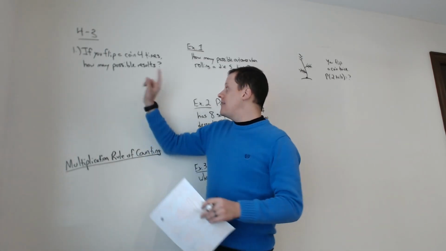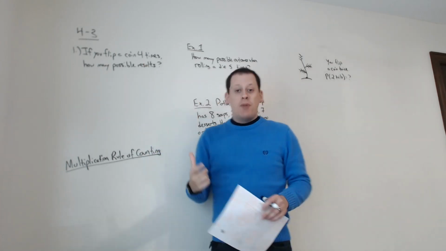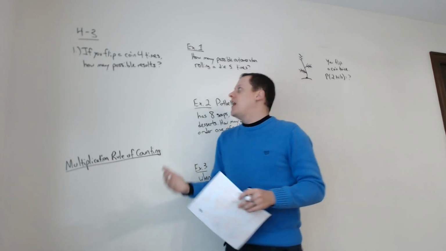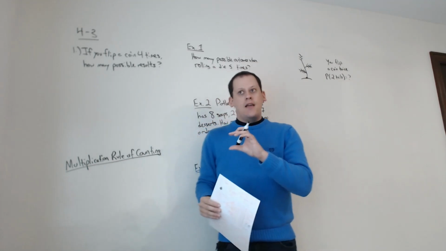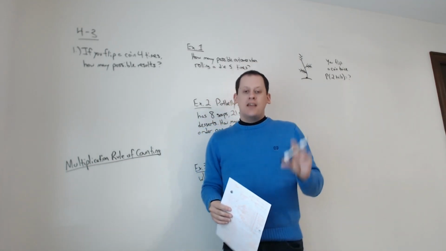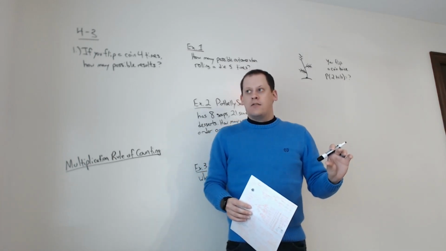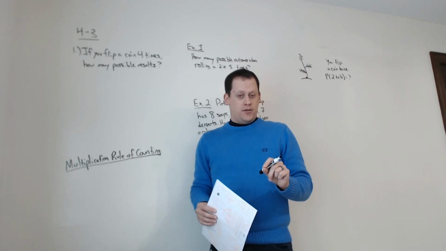But number 1, which is this one here: if you flip a coin 4 times, how many possible results are there in terms of heads or tails? And what I mean by that is getting a head and then 3 tails is different than getting 3 tails and then a head. So even though those are both 1 head and 3 tails, the order matters.